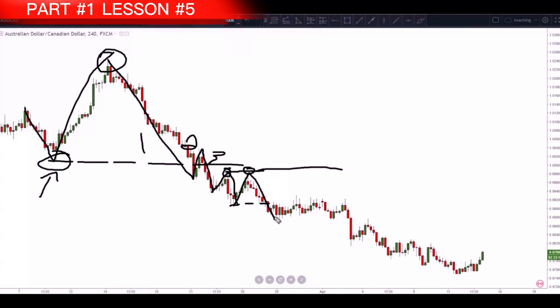This was about an equal high. So we need the market to not break above this. We can't see it do that because that takes us out of the downtrend. But as long as the market stays below this level and then breaks into new lows, then we consider this to still be in a downtrend. And that's exactly what we get right here. We break into new lows.